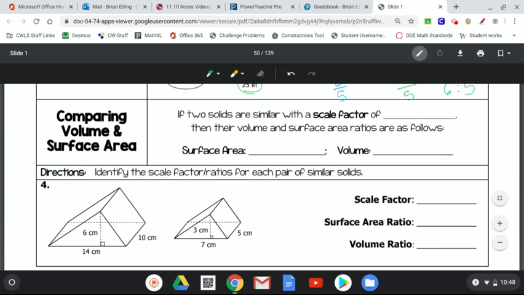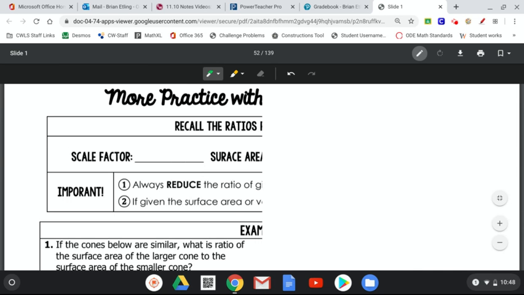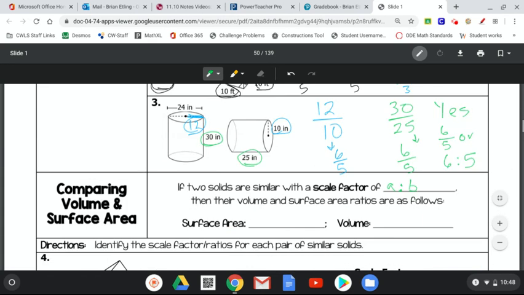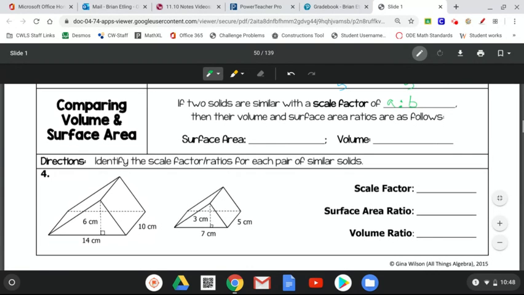Okay, so with the scale factor, we're just going to say that the scale factor is A to B. So this is just going to hold the place of some number. So it could be like 5 to 4, whatever it may be. Now, this can also be written as A over B, if you like that form better, that's fine.